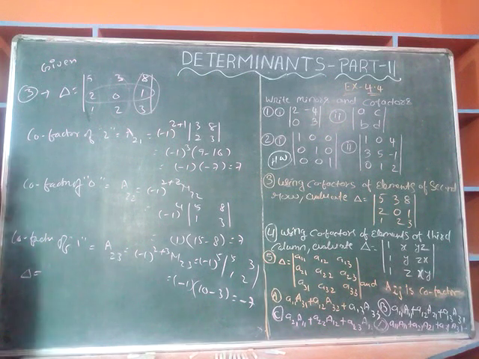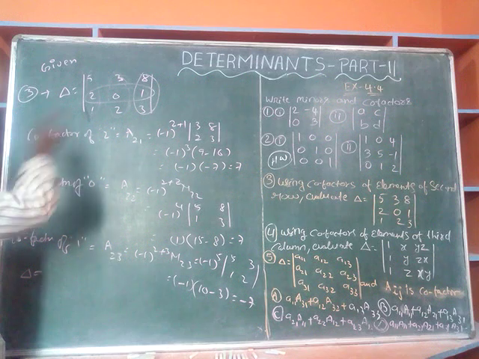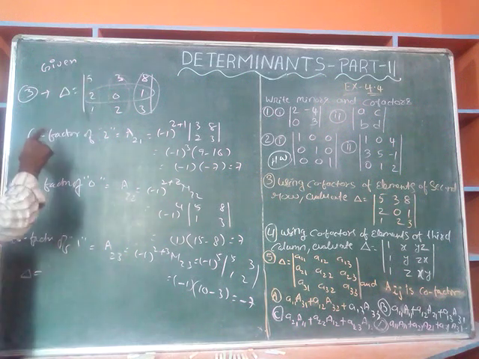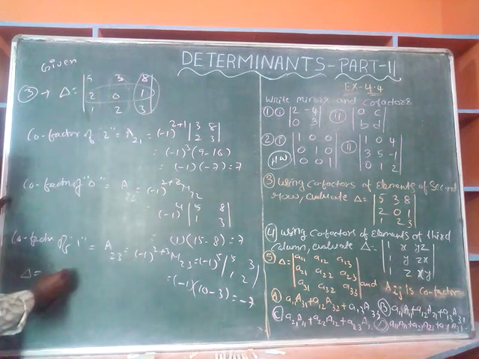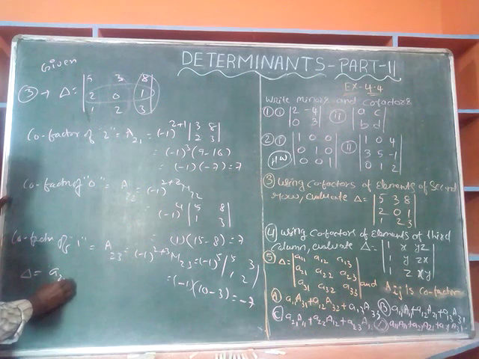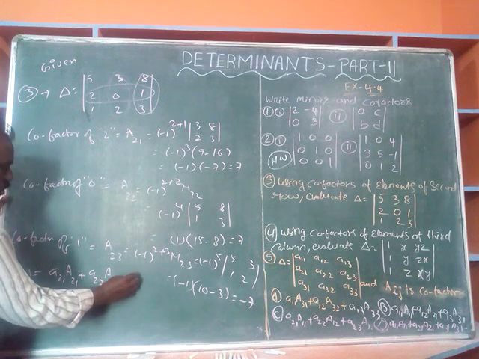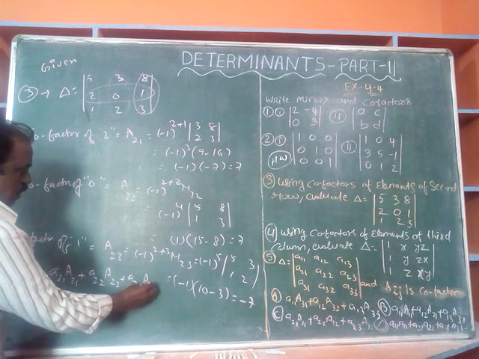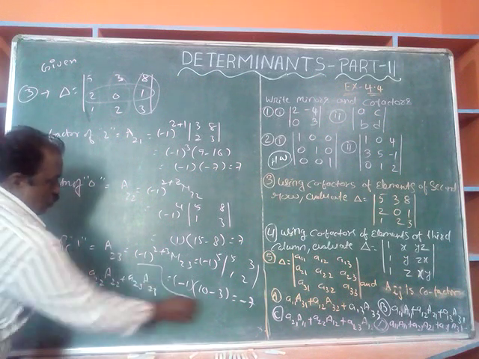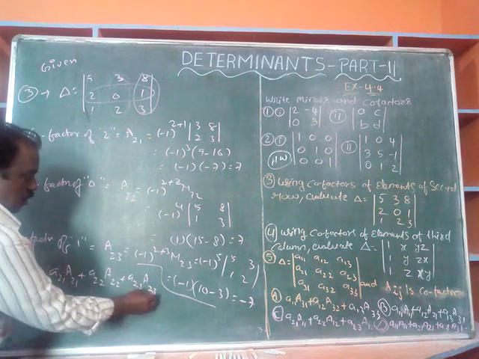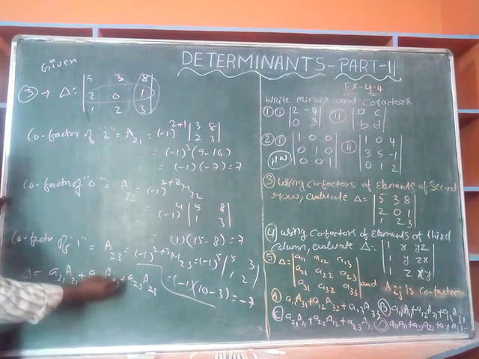Here I want to find the determinant by expanding along the second row. Why? Because the second row cofactors are there. That is nothing but a21 times capital A21, a22 times capital A22, a23 times capital A23.